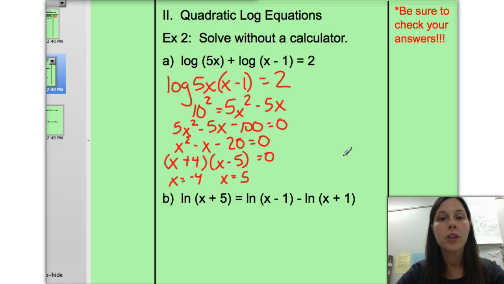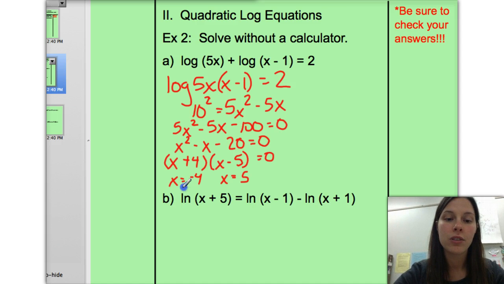Now remember, with a log function, we have a restricted domain, so make sure that you are checking your answers and that they make sense. In this case, if we substitute negative 4 back into our log expressions, both of them will have a negative value that we're supposed to take the log of. So we are going to reject x equals negative 4 as a possibility. You can call that an extraneous solution. And x equals 5 is the only valid solution in this case.